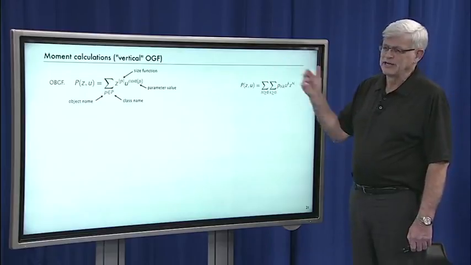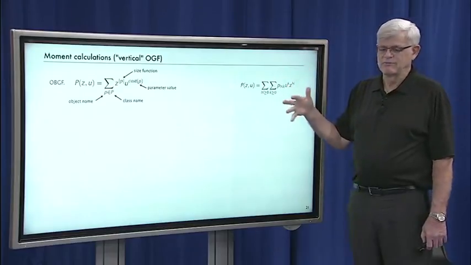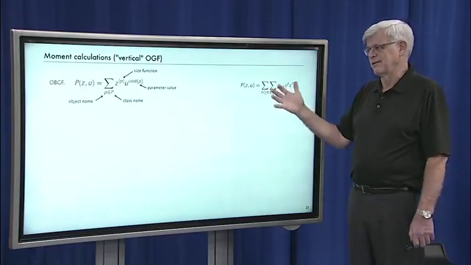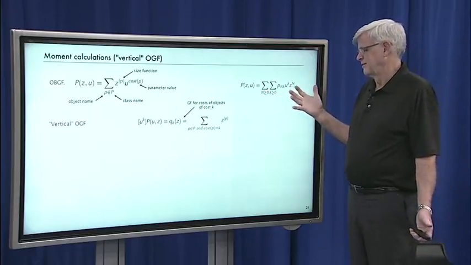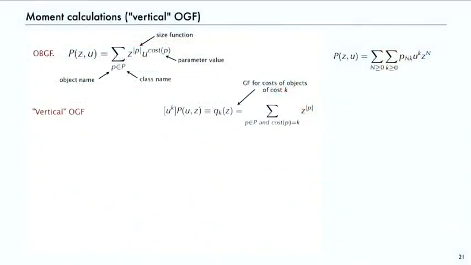Now we can also do moment calculations with vertical ordinary generating functions. I put this slide up for completeness. I'm not going to spend a lot of time on it because actually in the lectures we're not going to do any derivations this way. But it's the same idea, just on the other variable, the vertical instead of the horizontal. If you take the coefficient of u to the k in the ordinary bivariate generating function, you get the generating function for the costs of objects of size k. And it's the same idea, just holding the cost constant. And that's the sum of p sub n k z to the n.